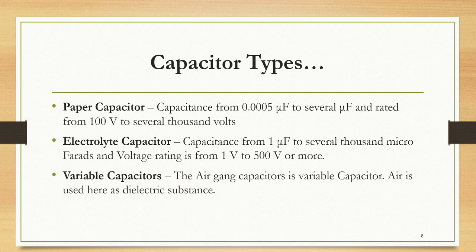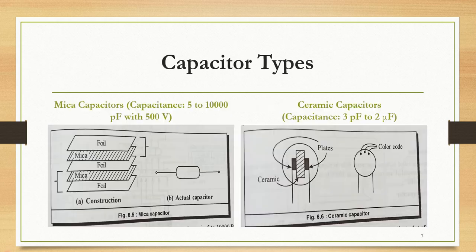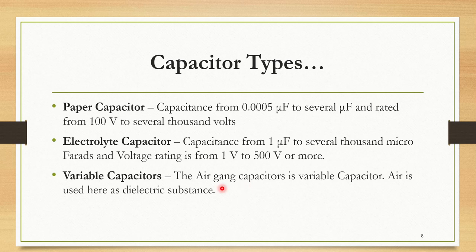As you saw in your ceramic capacitor, the insulator is ceramic. Ceramic is used as an insulator. In the air capacitor, the variable capacitor, air is used as the dielectric substance.